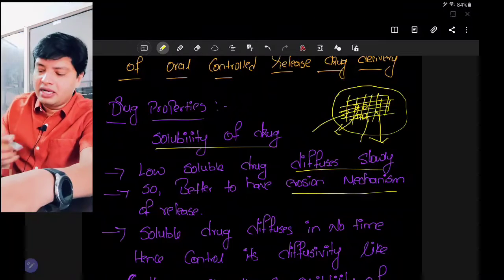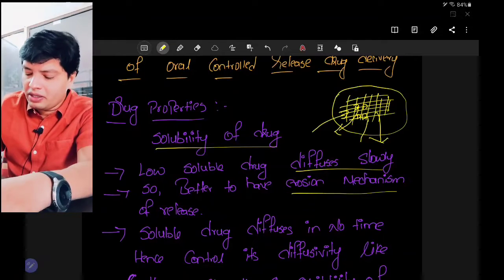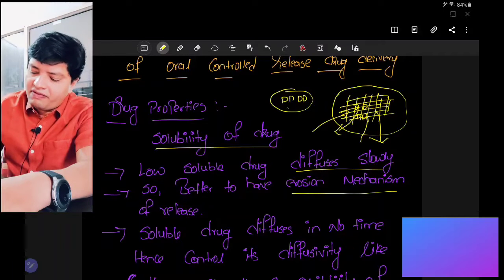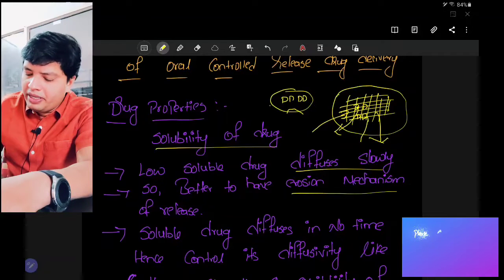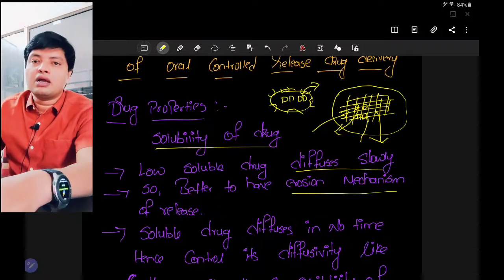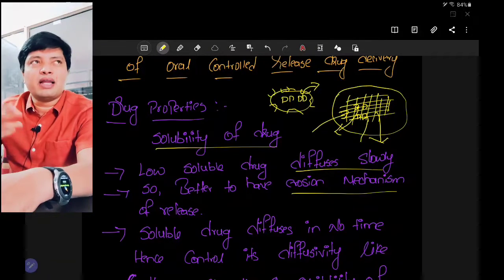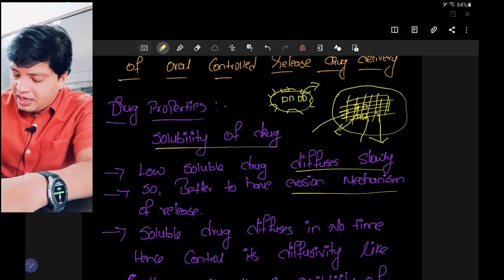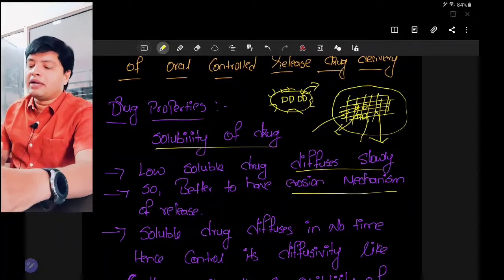Another mechanism of drug release is erosion. There will be a polymer and a drug here. There is a chance of erosion, so the polymer will be getting eroded here and there. From this erosion, the drug will come out. So there is an erosion mechanism, and from this the drug will come out. So there are two mechanisms.